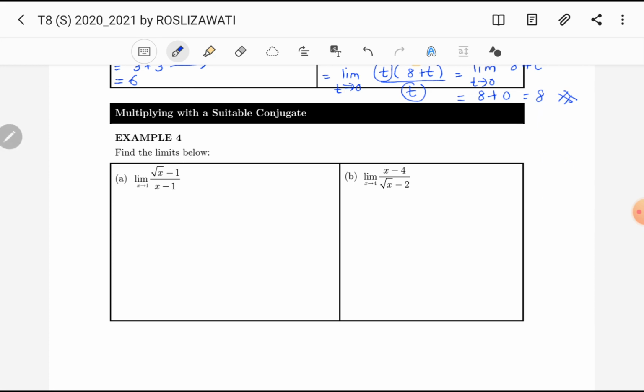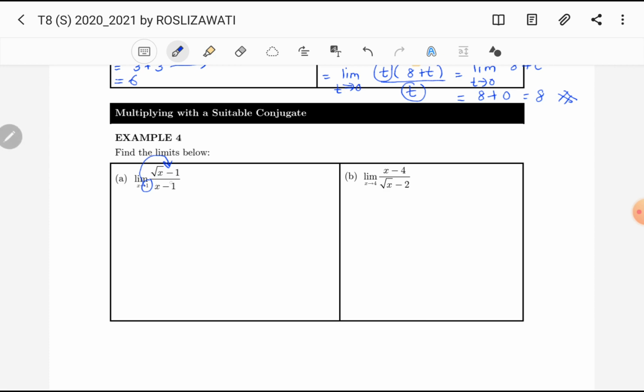Example number 4, find the limit below. Okay, first, we substitute 1 into the function. First step memang kena substitute. Kalau kita dapat 0 over 0, baru kita fikir factorize ke or multiply by the conjugate.